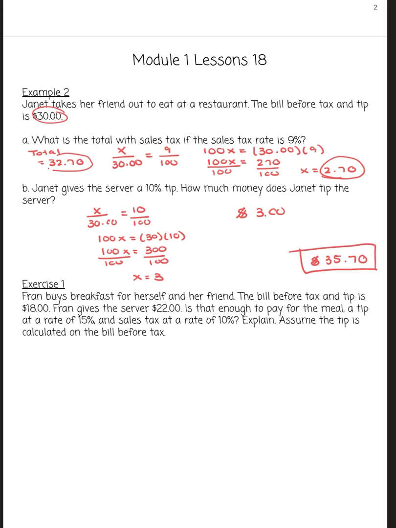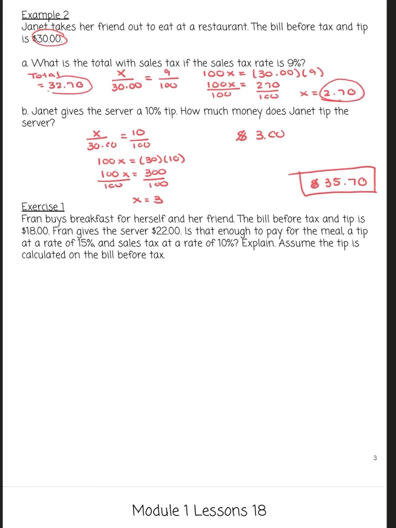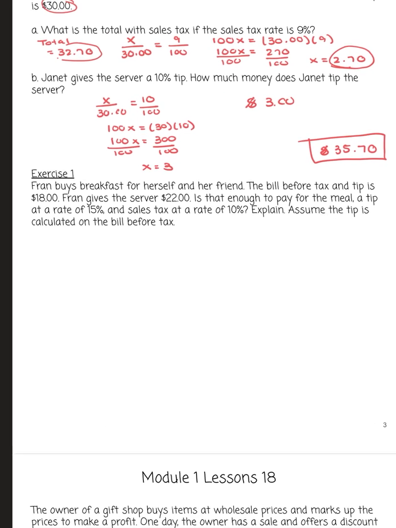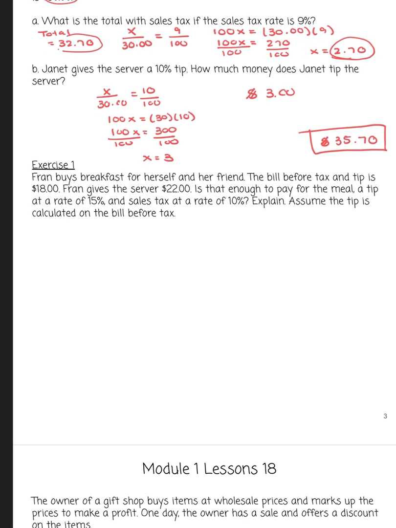All right. For the next one, it says Fran buys breakfast for herself and a friend. The bill before tax and tip is $18. Fran gives the server $22. Is that enough to pay for the meal and a tip at a rate of 15% and a sales tax rate of 10%? Explain, and assume the tip is calculated on the bill before tax. All right, so that was definitely a lot. Let's break this piece down.